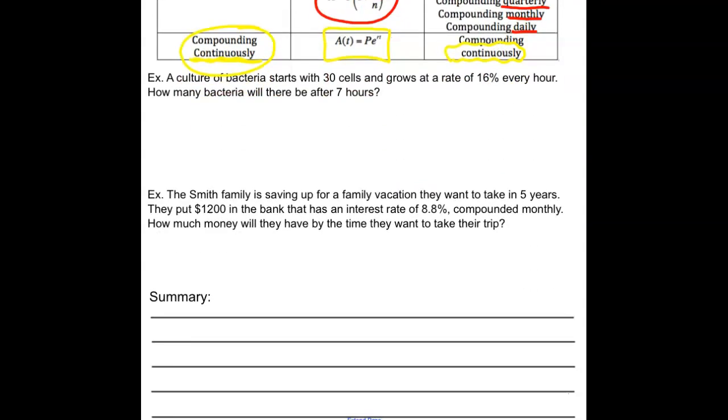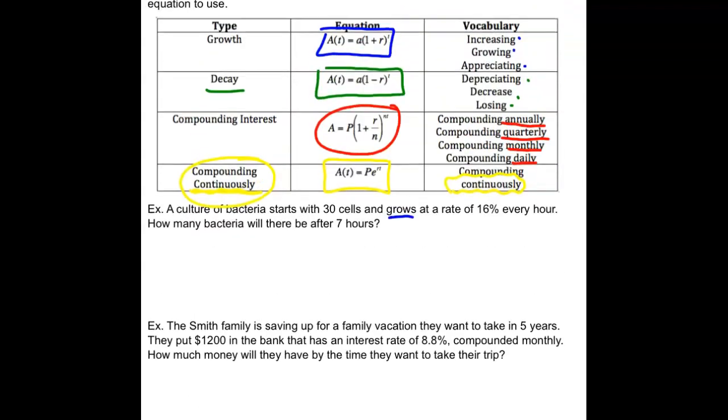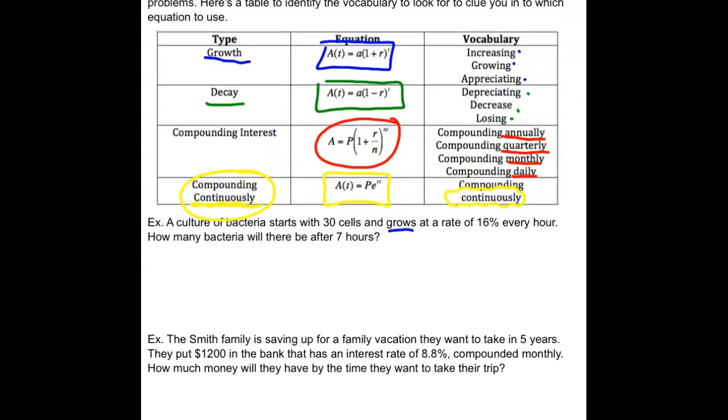Okay, so let's look at 2 more examples here. It says a culture of bacteria starts with 30 cells and grows at a rate of 16% every hour. How many bacteria will there be after 7 hours? So this is a basic exponential growth equation. So we're going to use our growth model.